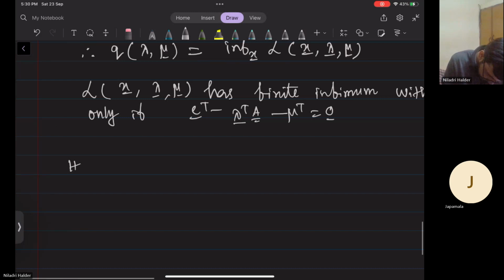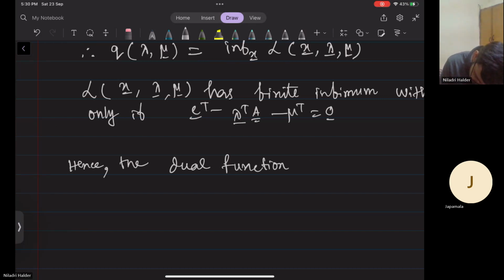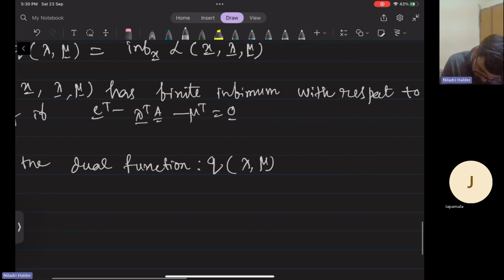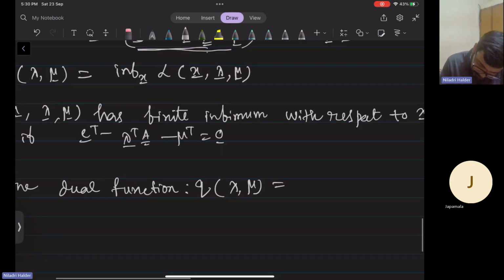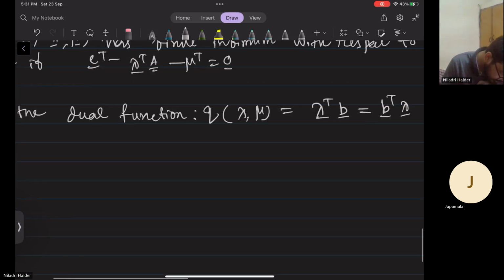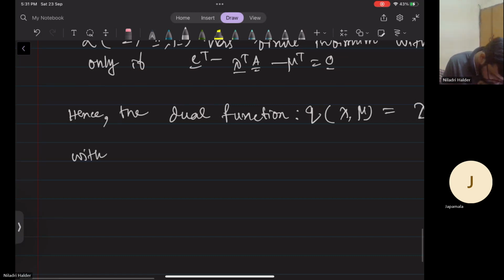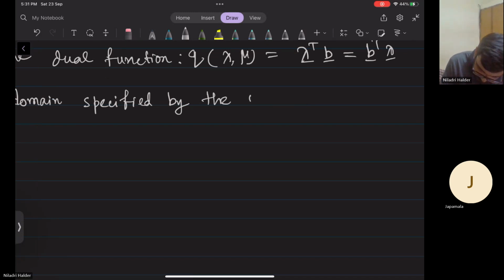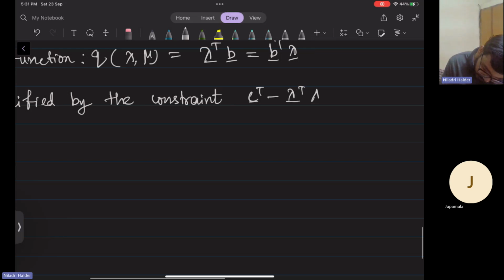So hence the dual function Q of lambda comma mu, putting this thing equal to 0, we will get lambda transpose b only. Lambda transpose b is the same as b transpose lambda, with the domain specified by the constraint C transpose minus lambda transpose A minus mu transpose equal to 0.